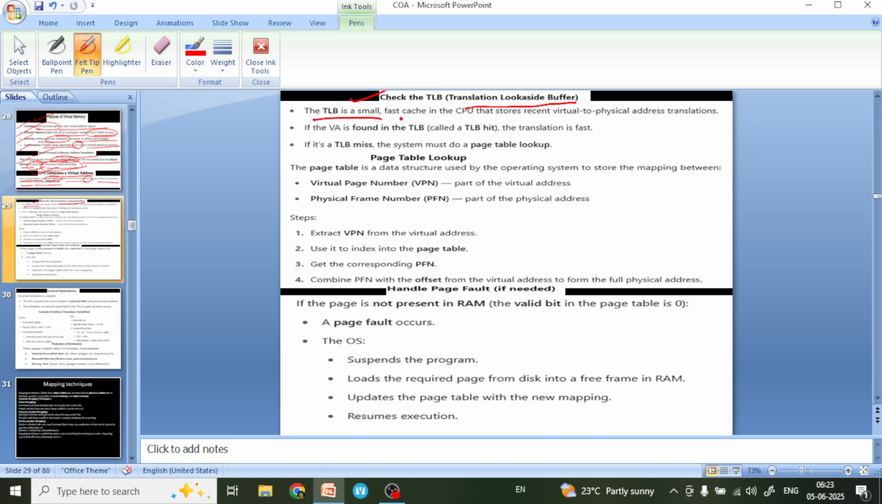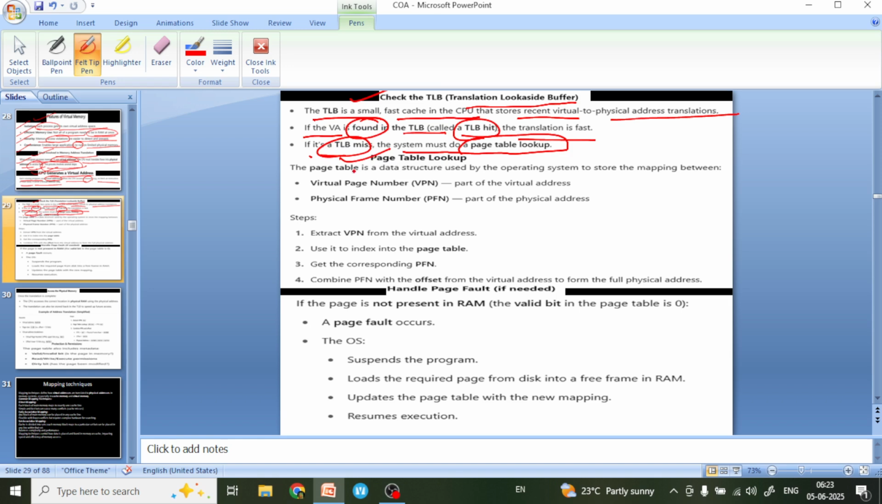The TLB is a small fast cache in the CPU which stores recent virtual to physical address translations. If the virtual address is found in the TLB, that is called a TLB hit, and translation is fast. If you do not find the virtual address in the TLB, that is a TLB miss and the system must do a page table lookup.